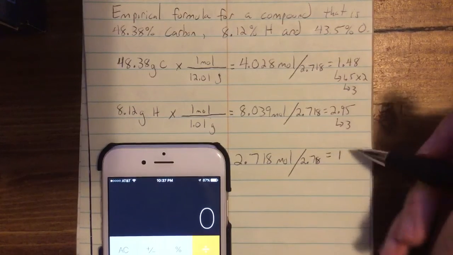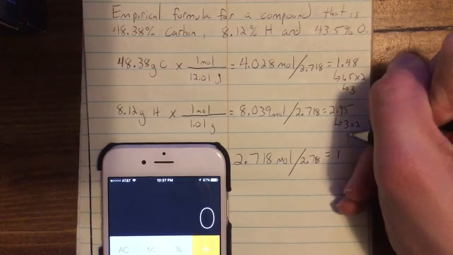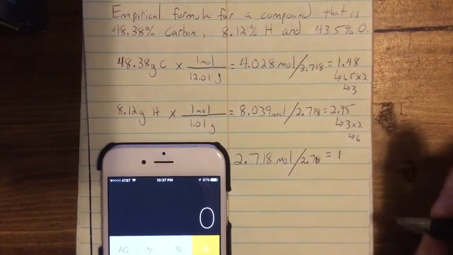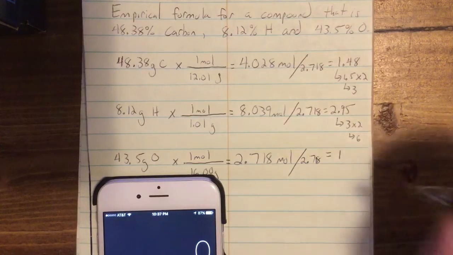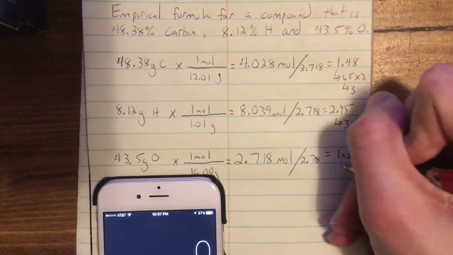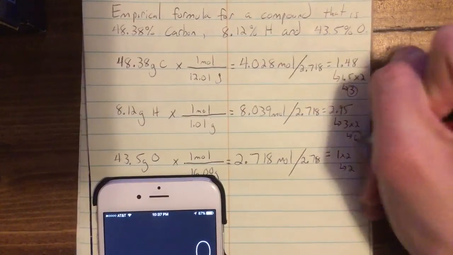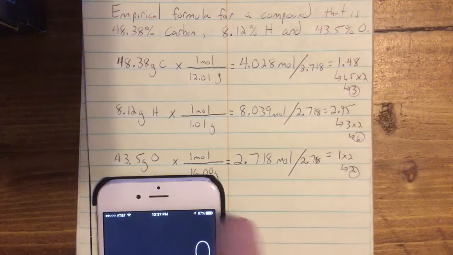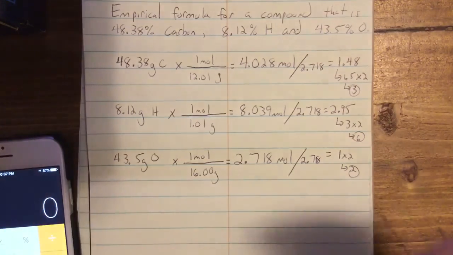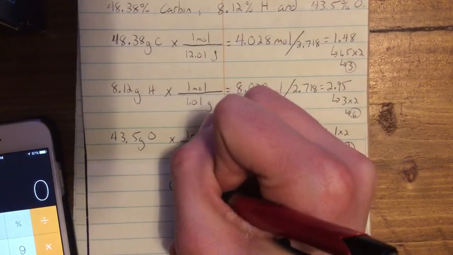Okay, but now you have to do that for everything. So hydrogen you multiply by 2, so that gets us 6. And then oxygen you multiply by 2, and obviously that gets you 2. So now you have your values: you have 3, 6, and 2. Okay, so that's your formula. So your formula now is C3H6O2.